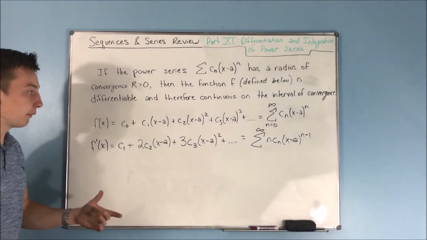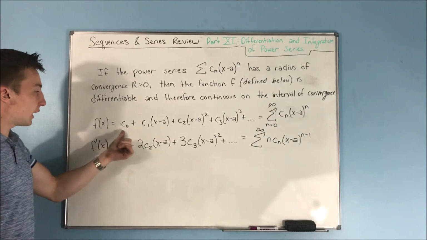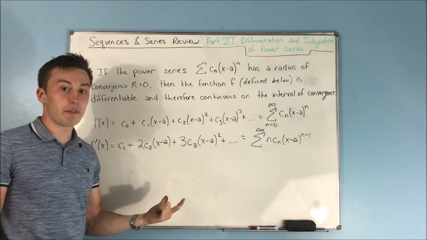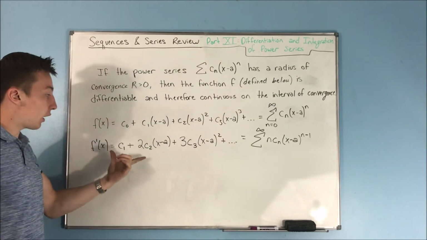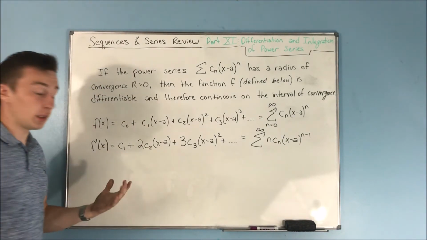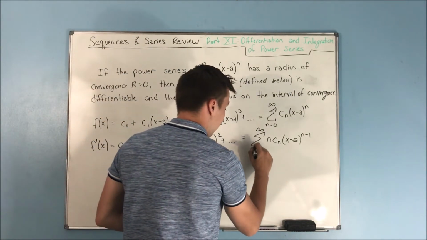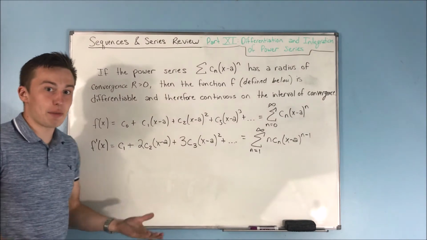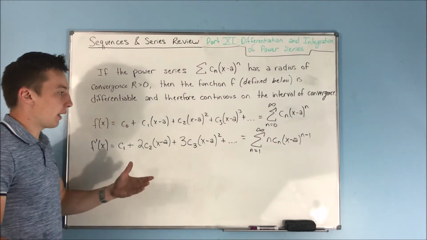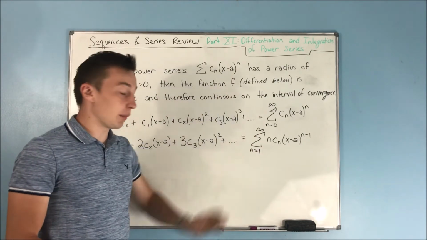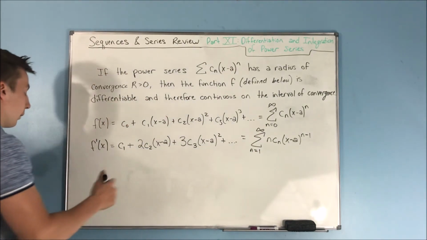Now what you'll notice here is that this n equals 0 term is no longer existent in our derivative. So we're going to raise our index by 1. It's going to start from the n equals 1 term. That's where the series starts. It's not going to start from the n equals 0 term. That's 0 now, and that doesn't matter anymore. So that's why we start from the next term up when we take a derivative.